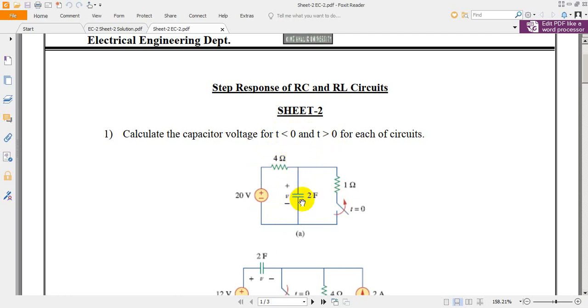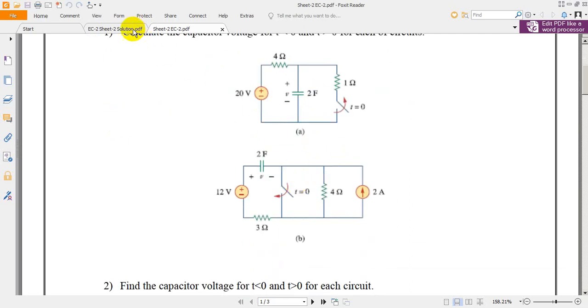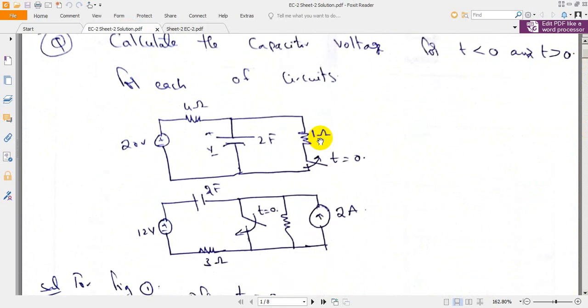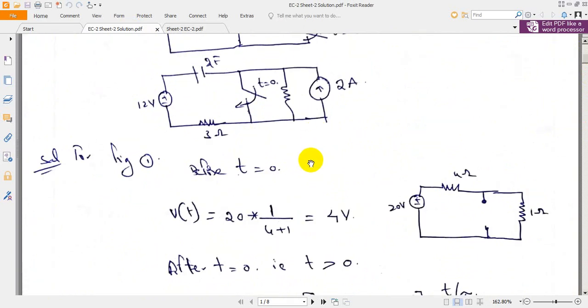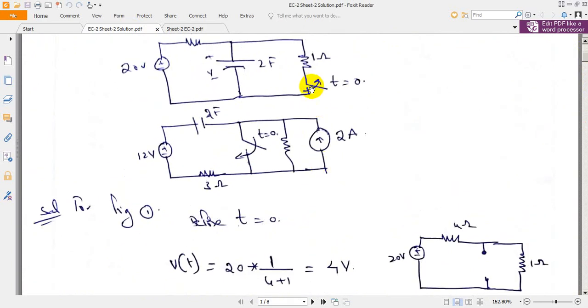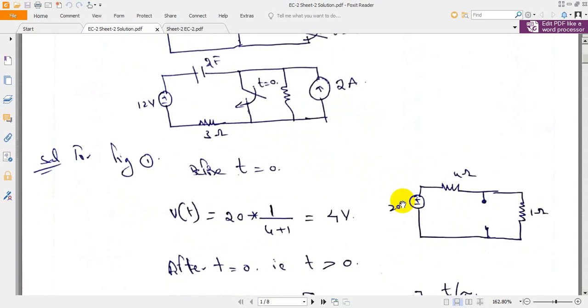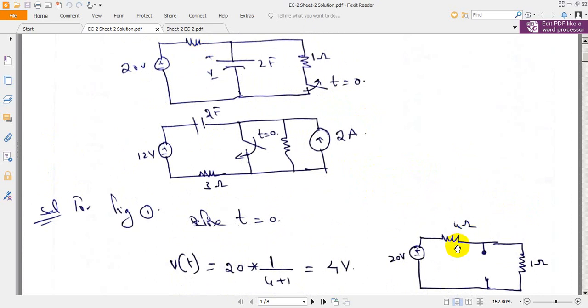To start with, first we need to draw the circuit for t less than 0. If you go to the solution, under t less than 0, this is the circuit. The switch is initially closed, and at t equal to 0 it is opened. It means before t equal to 0, it is short circuited. The circuit is closed and it is supplied with 20 volts. In series, we have a resistance.